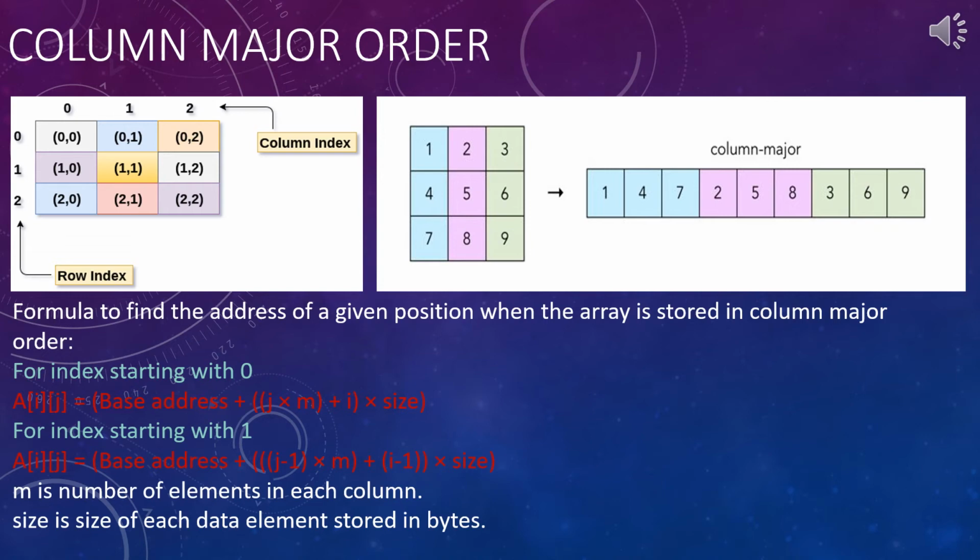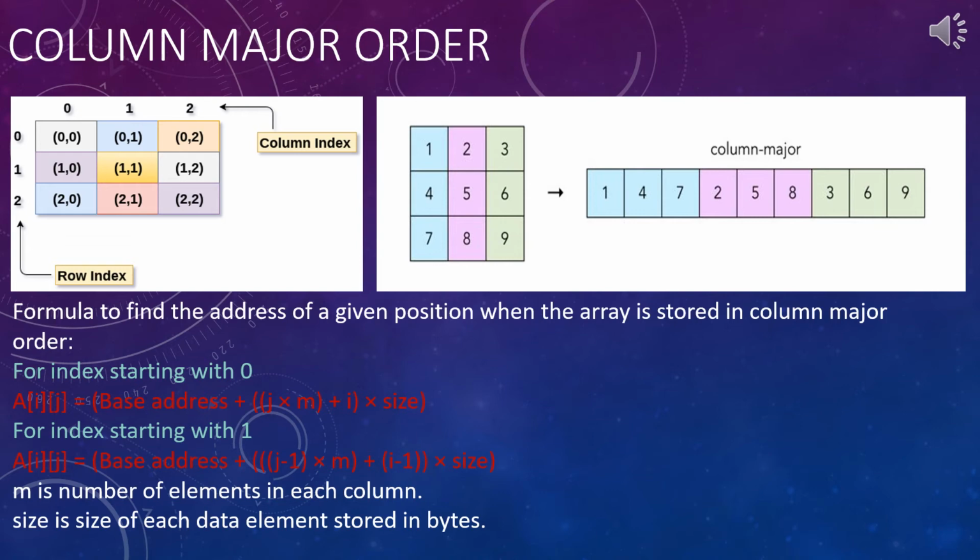It is very similar to row major order. The difference is that here the elements are stored column by column. That is, the elements of the first column will be stored first, that is 1, 4, 7, followed by the elements of the second column, that is 2, 5, 8, followed by the elements of the third column, that is 3, 6 and 9. Now let us see the formula to find the address of a given position.